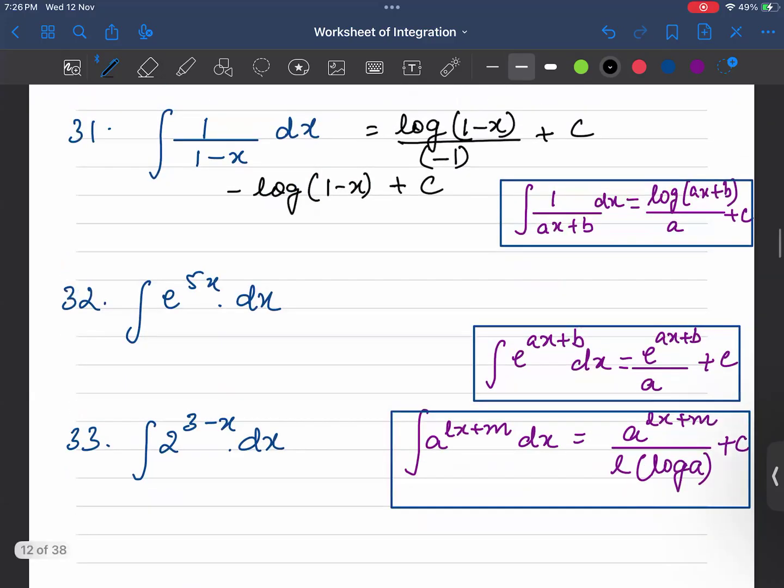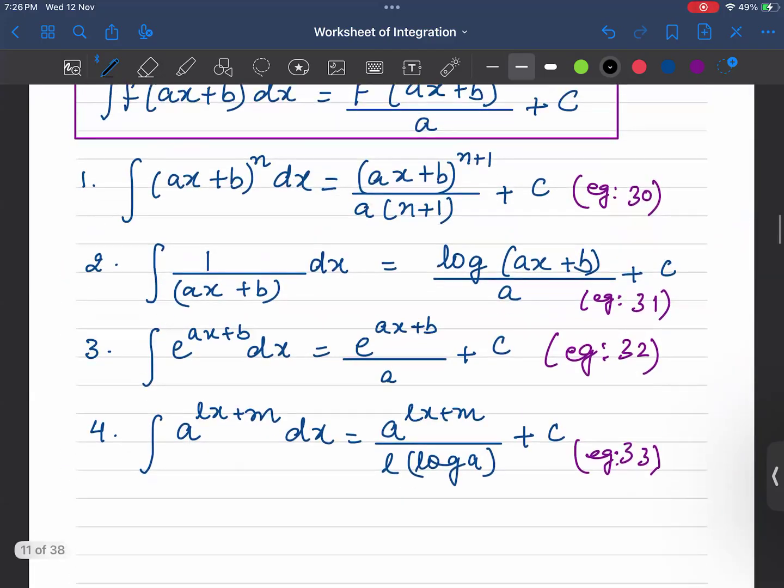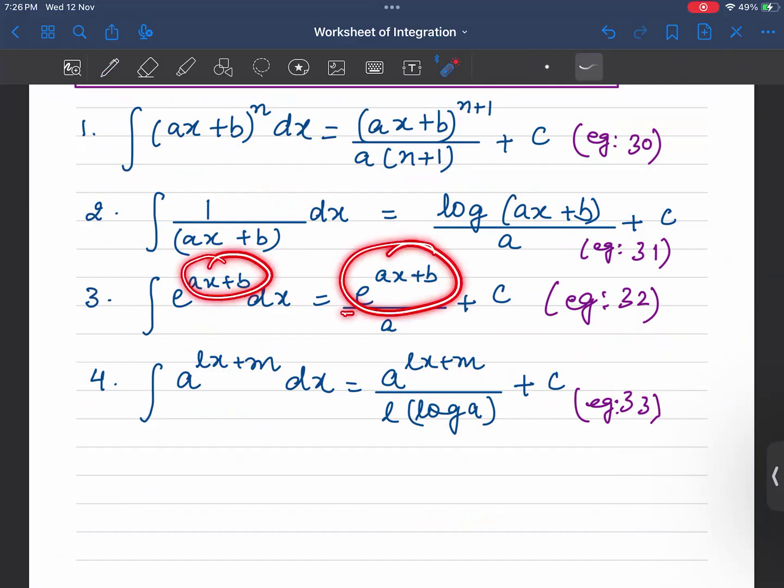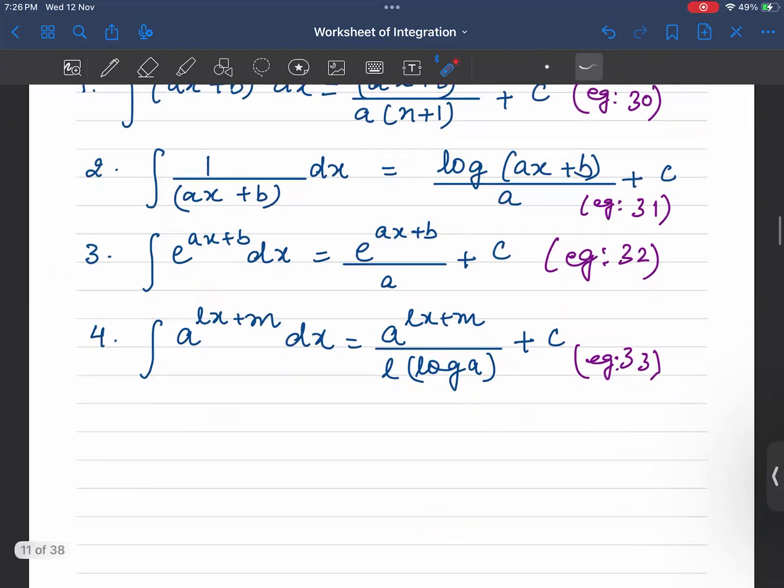Now, the third important formula. e power ax plus b dx. If something is in the power of e, it would be the same. And again, denominator a. So whatever the coefficient multiplied by x would be in the denominator. Right? So let me talk about the next formula. Also the same thing. In this, a power lx plus m. Over here, whatever the terms, we will write it in the same way and divide by log a. Because this is a formula you all know about integration. And then whatever is multiplied by x, whatever the coefficient, will come in the denominator. I think it's clear. We will do the questions based on these 3 and 4.